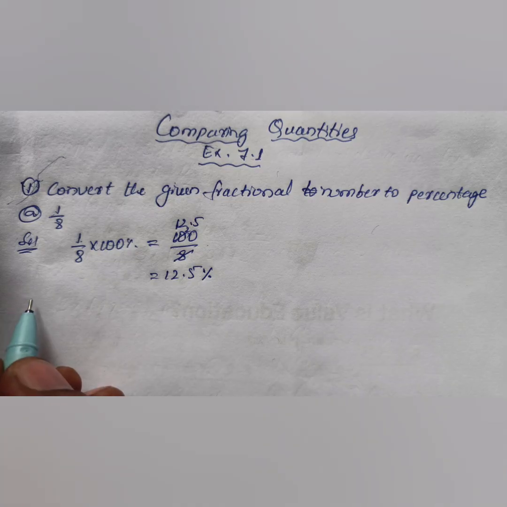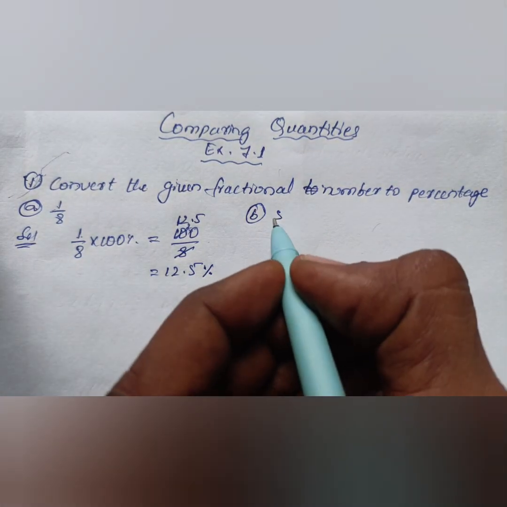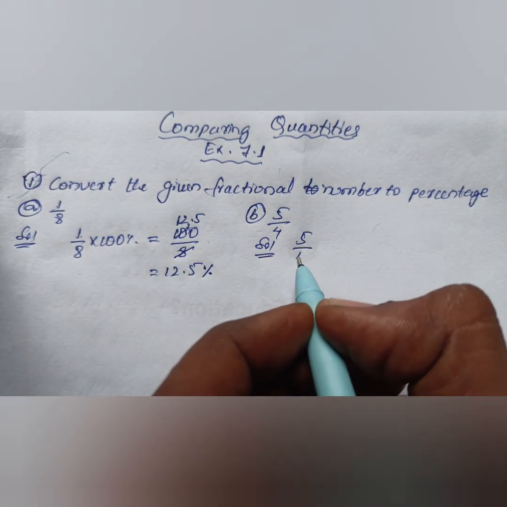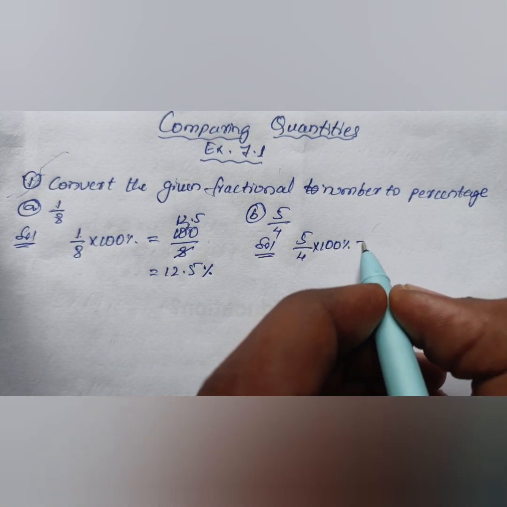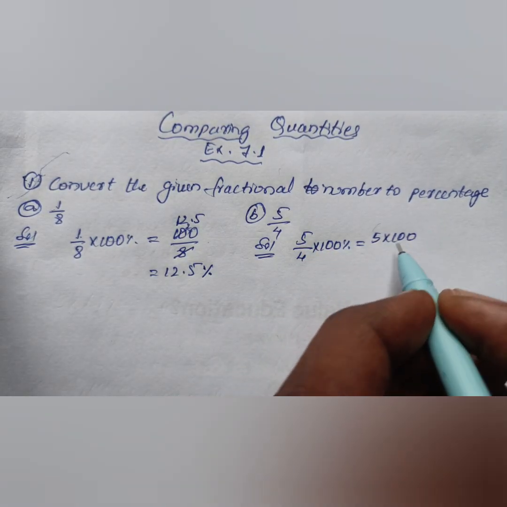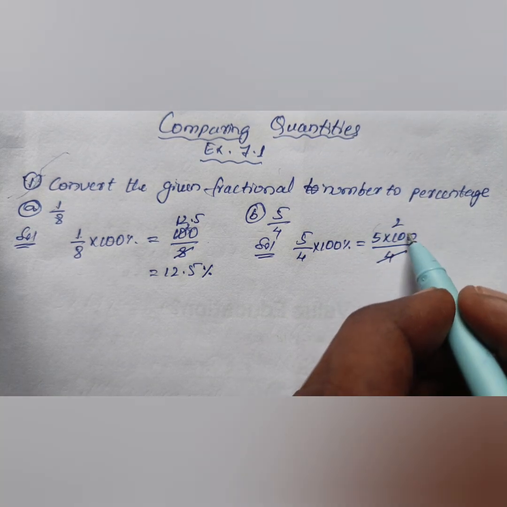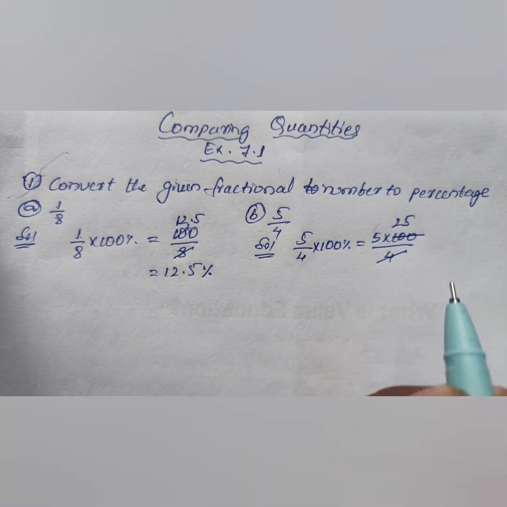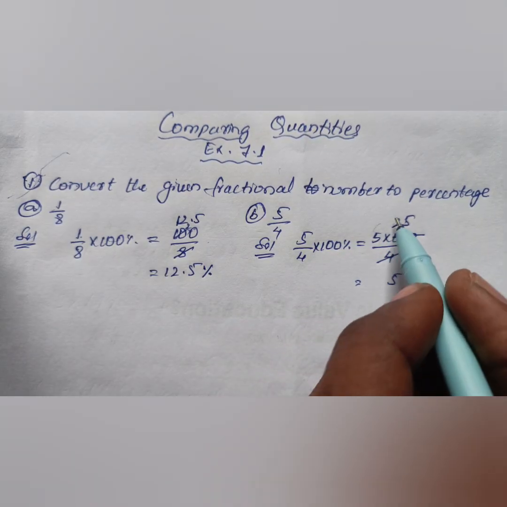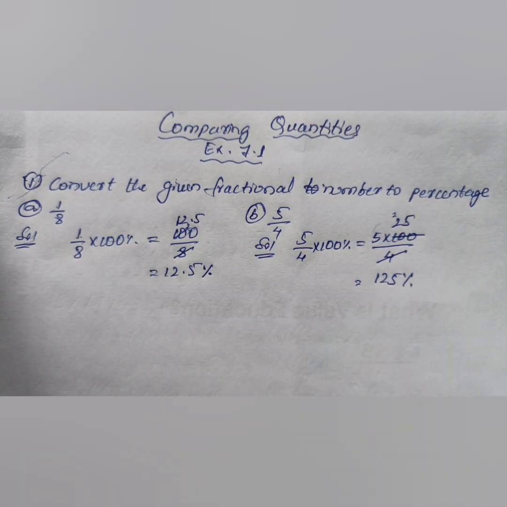Now let's solve B1. 5 divided by 4. Again, solution: similarly 5 divided by 4 into 100 percent, that is equal to 5 into 100 by 4. 4 ones are 4, 4 twos are 8, 4 twenty-fives are 100. So 5 into 25: 5 fives are 25, 2 carry over, 5 twos are 10, plus 2 is 12, so 125 percentage.